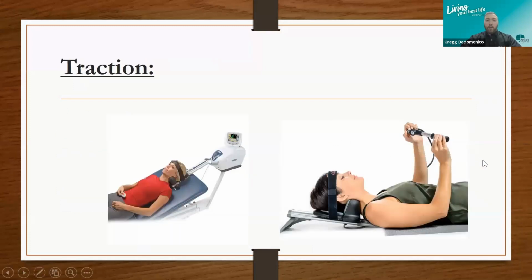There we go. I did briefly mention cervical traction. These are two methods that it can be administered. The first is with a traction unit that applies force in a graded fashion based on a pre-programmed method. It applies around 40 pounds of force, drawing the cervical spine upward towards the machine.